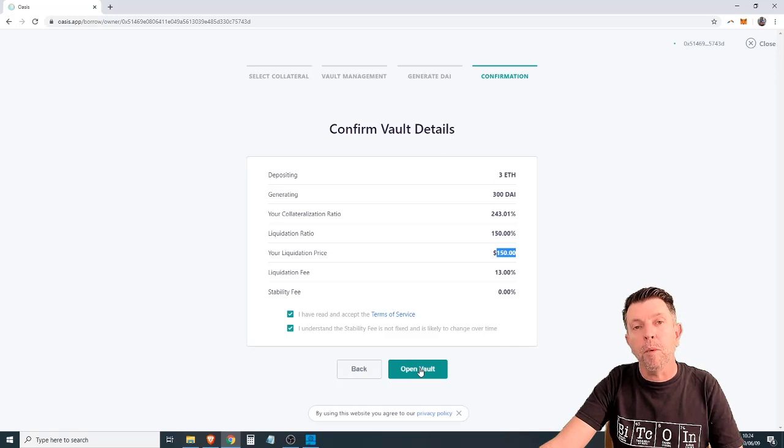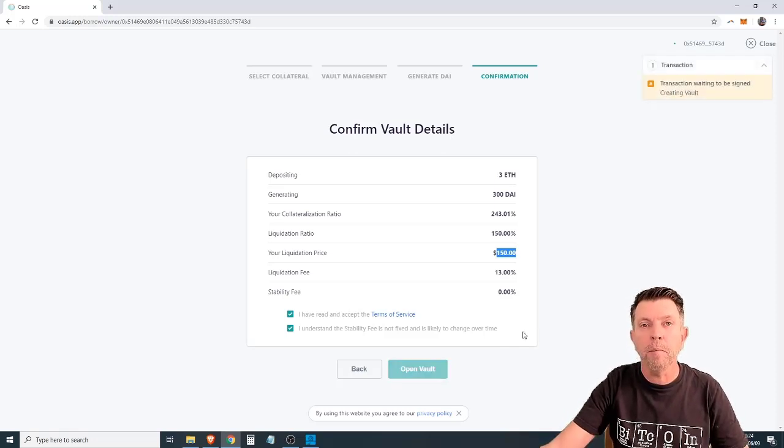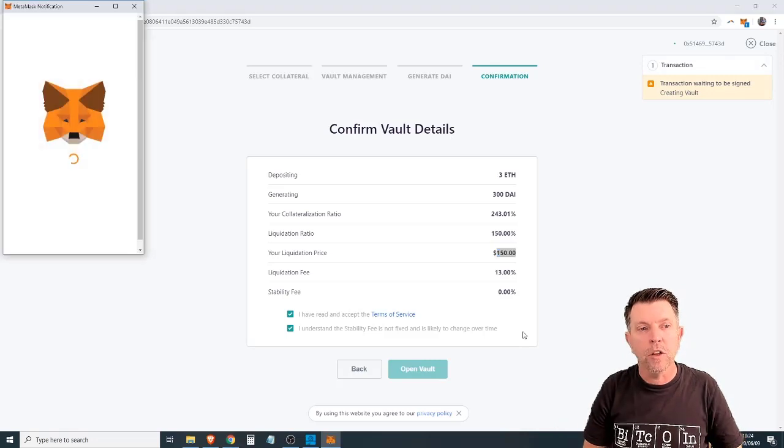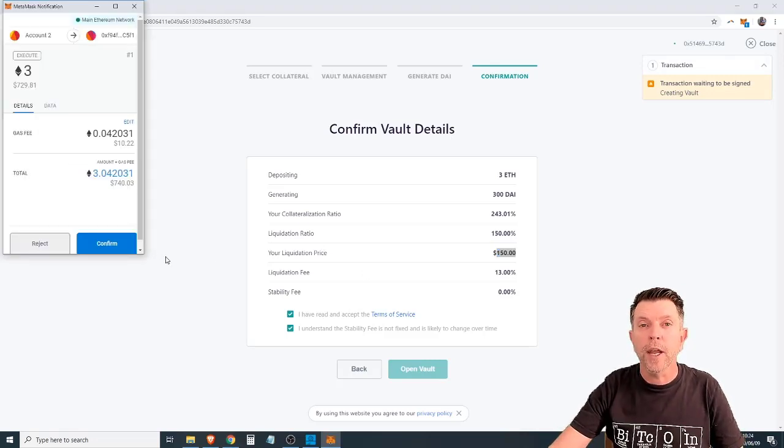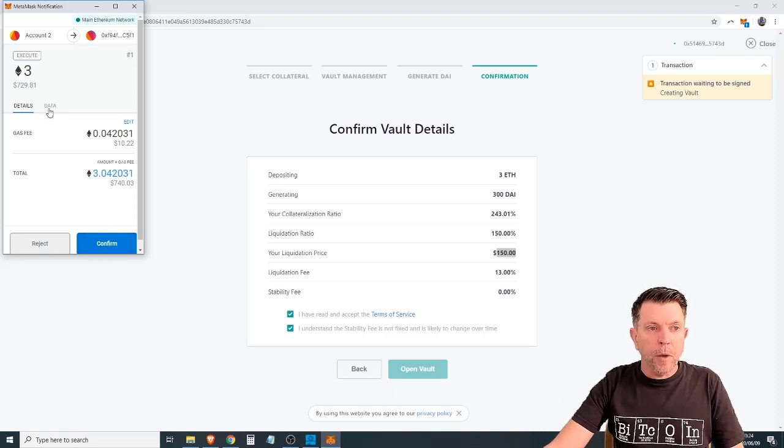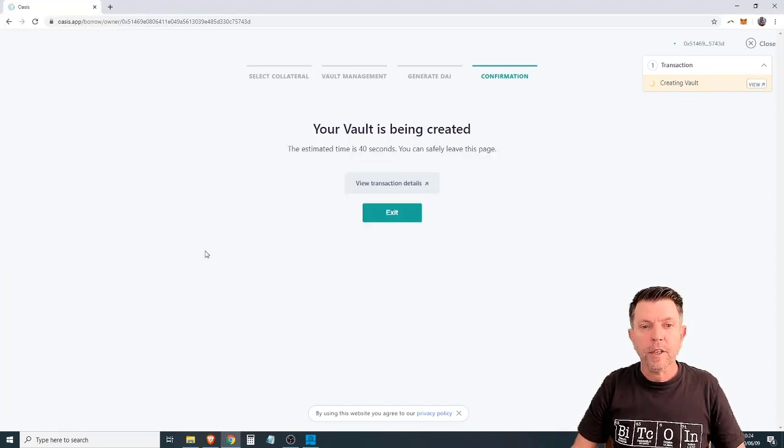There is a system where the keepers of the system will vote and they can push the interest up and down. This also helps to regulate the ratio of DAI to US dollar. So now we have to confirm this. I'm going to click confirm and my vault is being created and everything is going to happen and I'm going to get the DAI into my MetaMask.